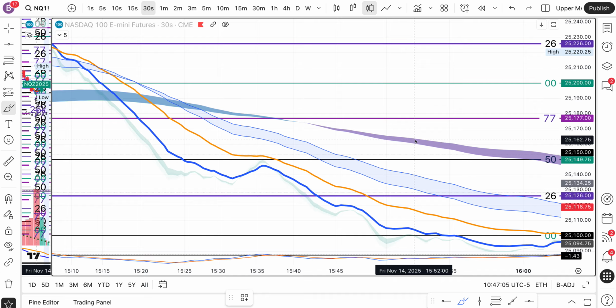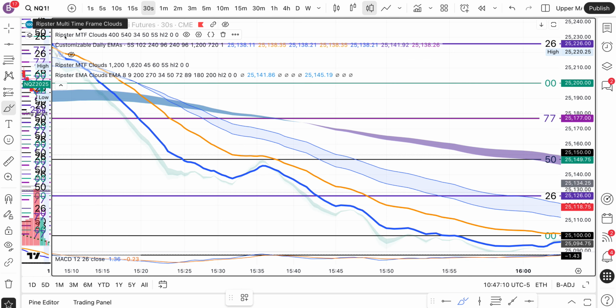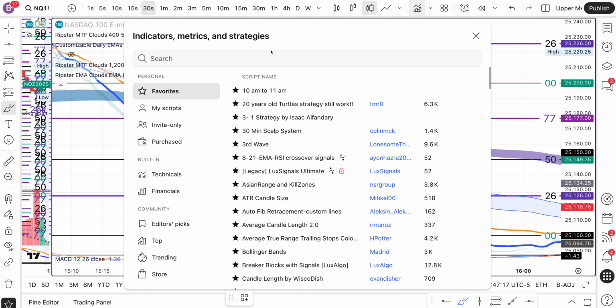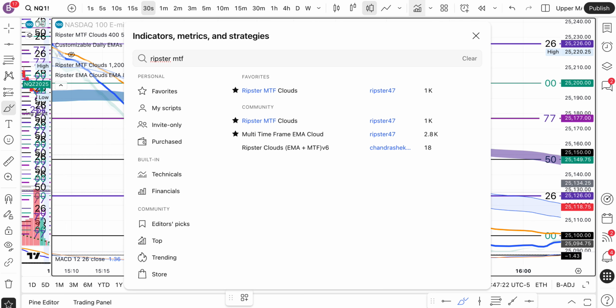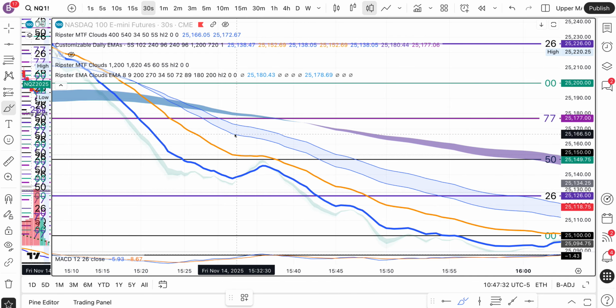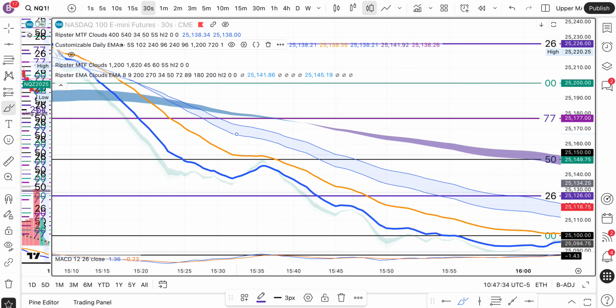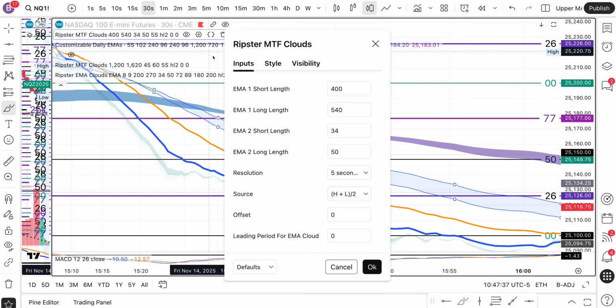The way you get those is you go to Ripster MTF Clouds in TradingView. You can find that here. Just type in Ripster MTF and you'll get Ripster MTF Clouds and the multi-time frame. That means you can set it from any time frame and it'll always be in the same spot. So the settings on this, we've got the 5 minute 8 and 9.